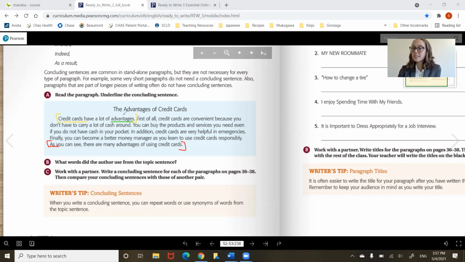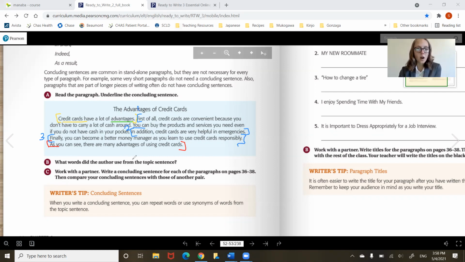After the topic sentences come the supporting sentences. So we have here 3 reasons, right? One reason, first of all, they're convenient. And then we have, this is a detail, you can buy the products. In addition, second reason, they're very helpful for emergencies. And reason number 3, so that's 1, 2, 3, you can become better at using money, okay? And then we have our concluding sentence.